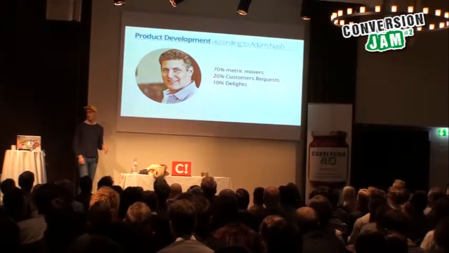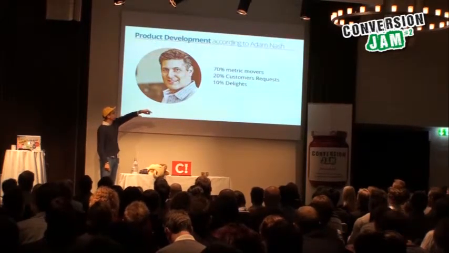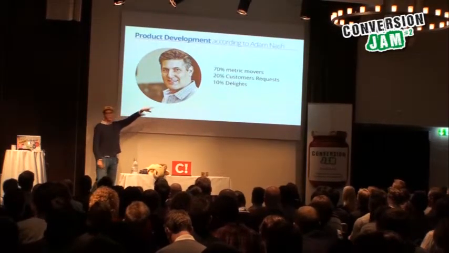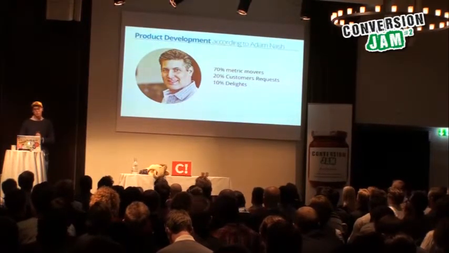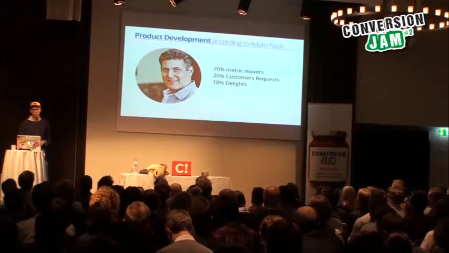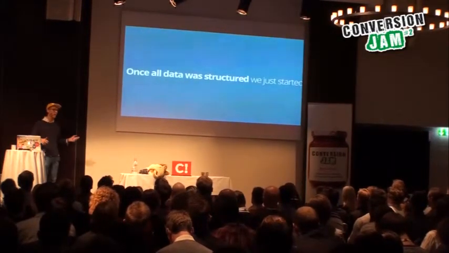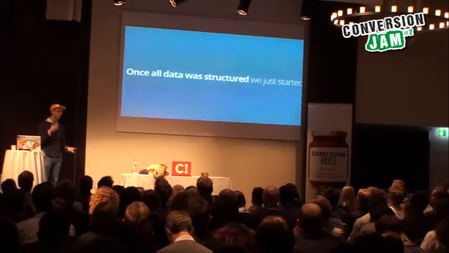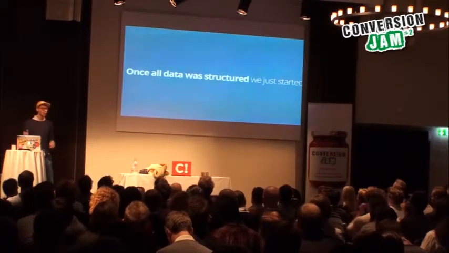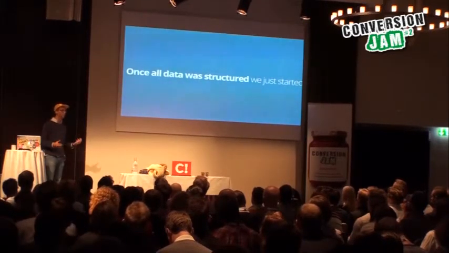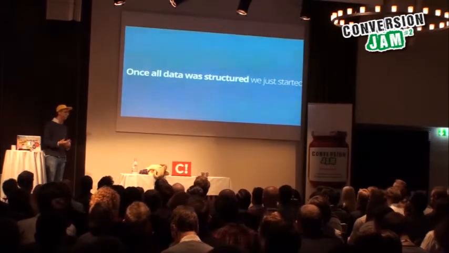And I imagine in a lot of cases the split would be 70% metric movers, 10% lights, and maybe customer requests the same. I think it's really important to understand that you can spend a lot of time working with metric movers. Once all of the data in the platform was structured in ways that we could understand and play around with, we just started somewhere. I'm going to take you through a few examples of how we played around with the data to improve the growth of our platform.